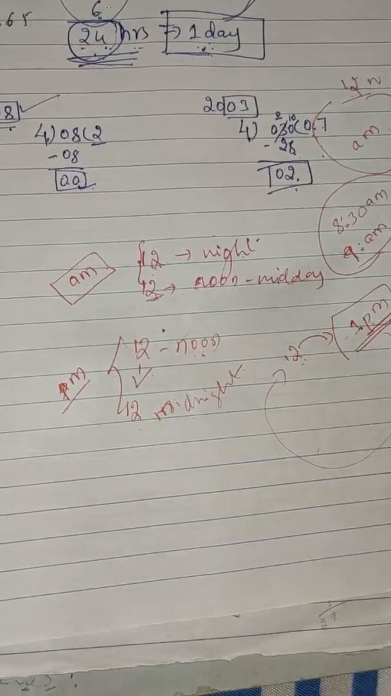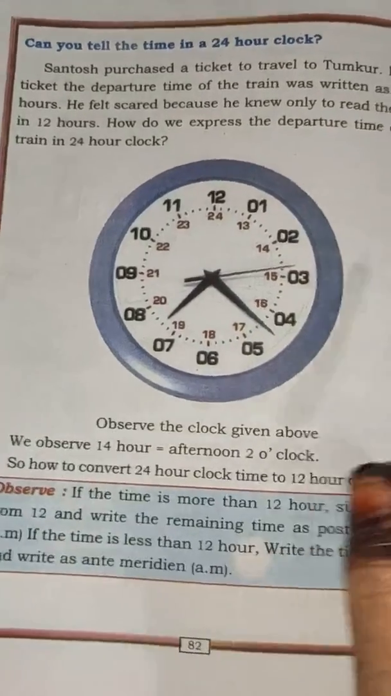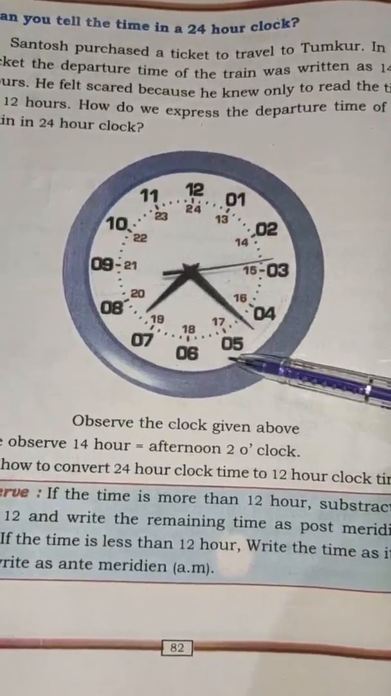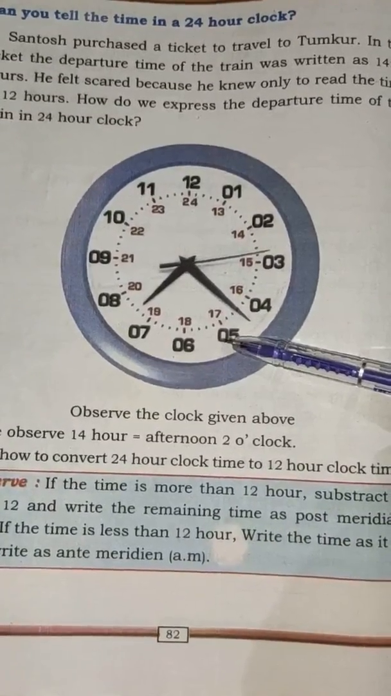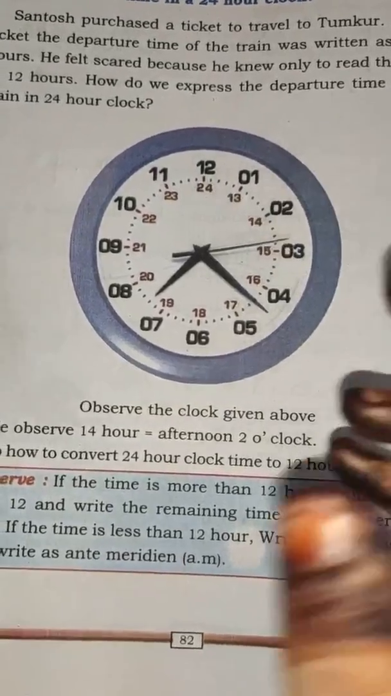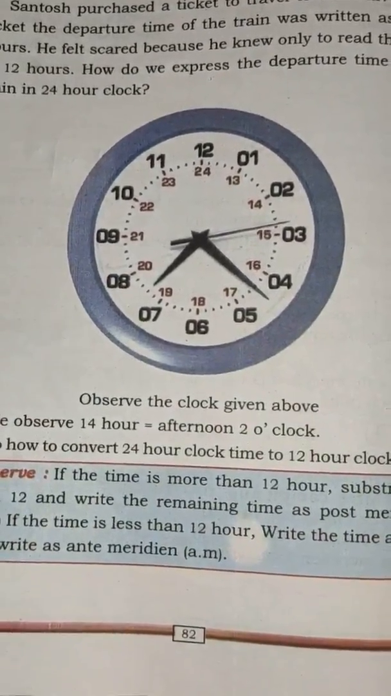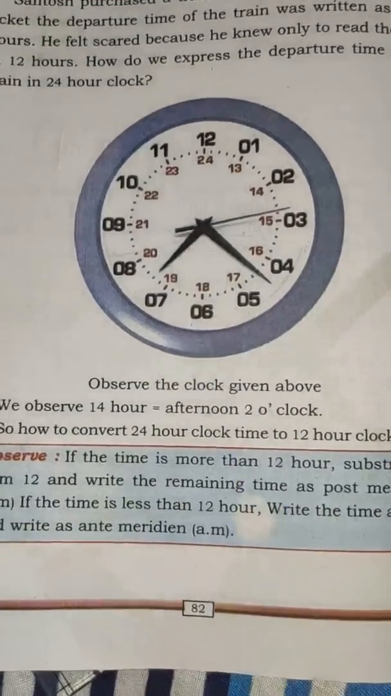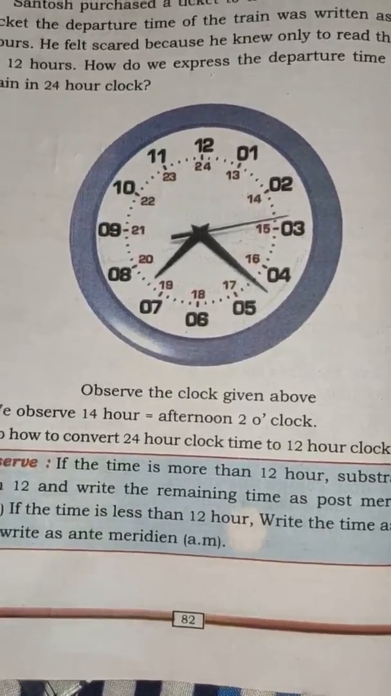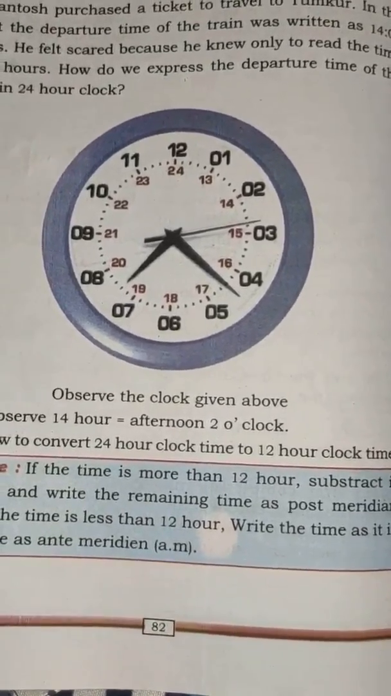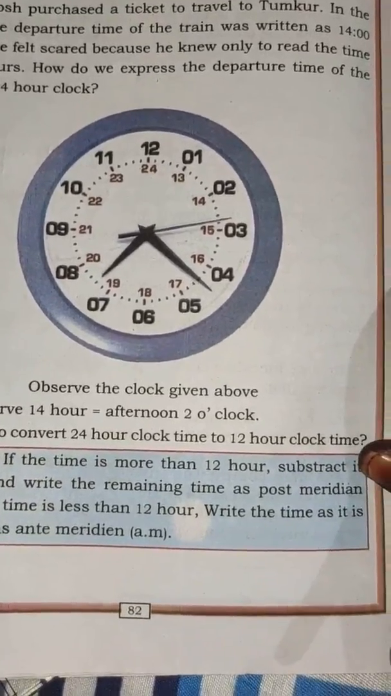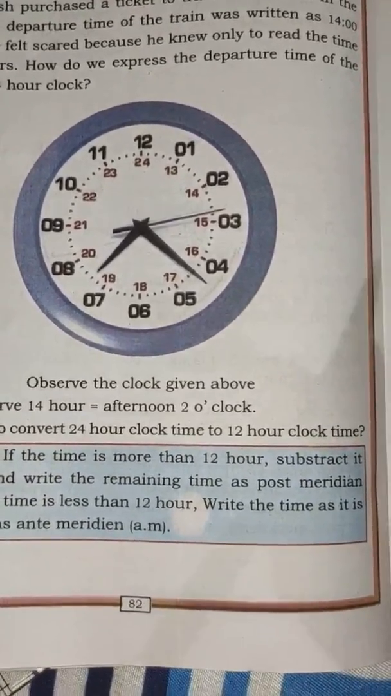Okay. Now, children, come to page number 82. Can you tell the time in a 24-hour clock? So, usually how many hours are there in a day? Yes, there are 24 hours. Yes or no? There are 24 hours in a day. So children, if the time is more than 12 hours, just listen here. First see here, what we are going to learn now is how to convert a 24-hour clock to 12-hour.